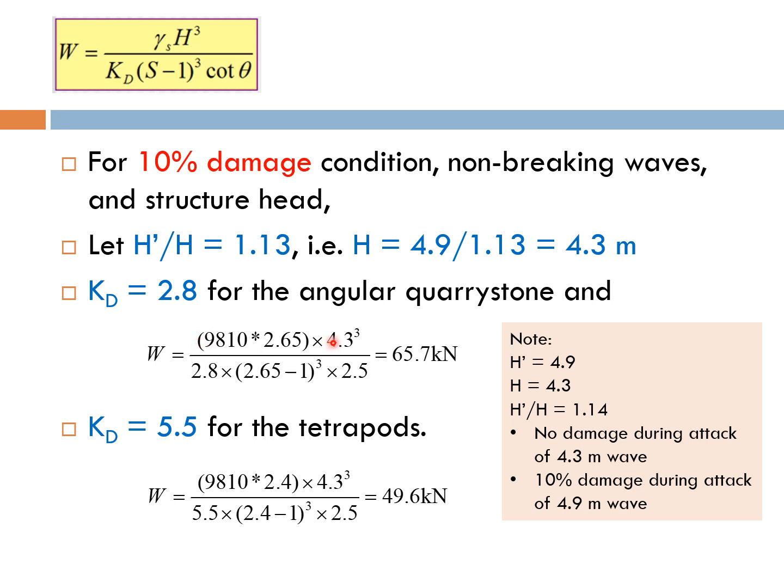Right now, we perform the calculation again by changing only the H value in both equations. If we use angular quarry stone, the weight required is 65.7 kilonewton, which is less than the previous slide because of the 10% allowable damage. If we use tetrapods, then the weight required is even lower.